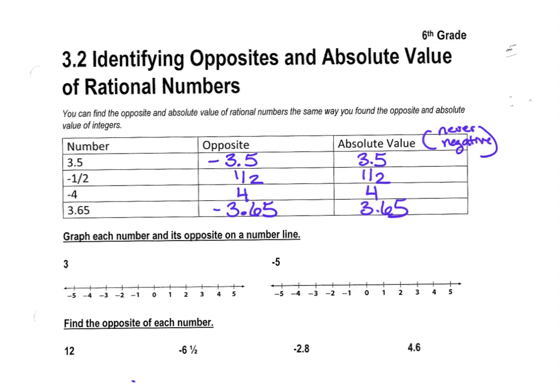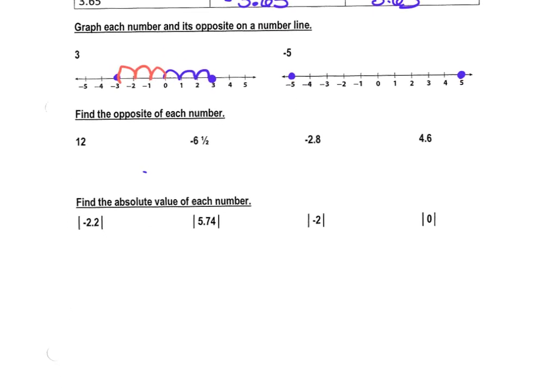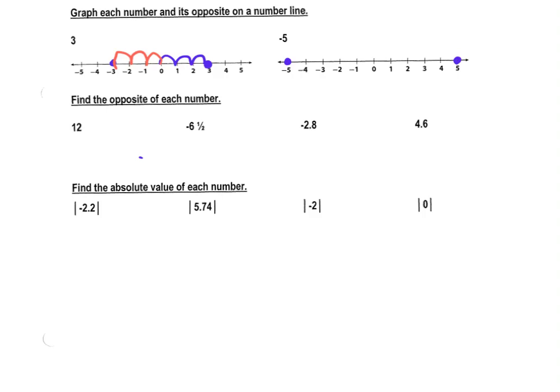So if we were to graph 3, right, we would graph it at 3. And then what is its opposite? Negative 3. Remember, opposites are the same distance, but in the opposite direction, right? So we graph both. You graph 3 and negative 3. So then we're going to graph negative 5, and what's its opposite? Positive 5. Good.